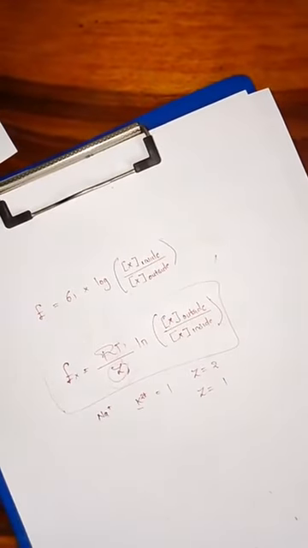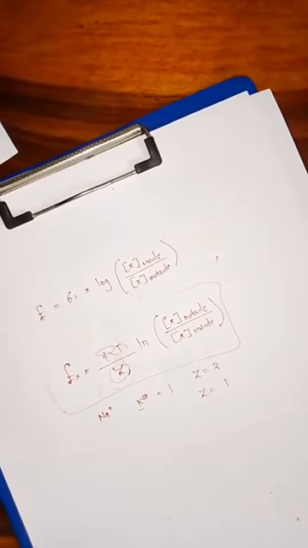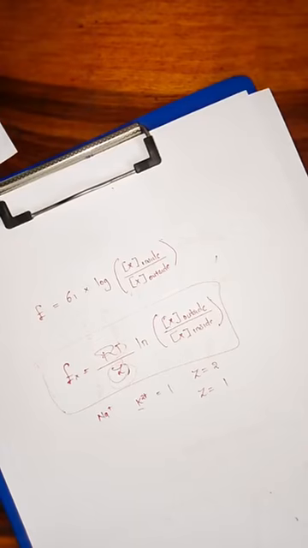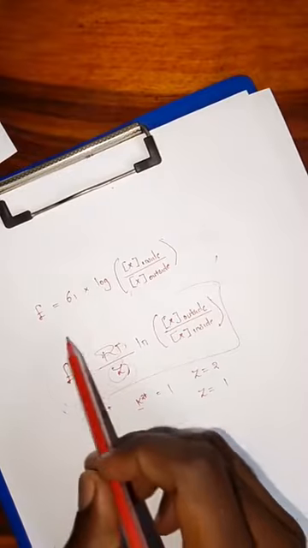Then this value that you are seeing there is just R, the ideal gas constant, and temperature is the T, which you are seeing, of which temperature we usually work with in Kelvin.